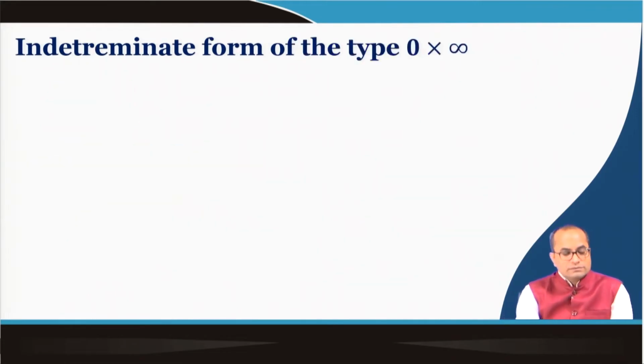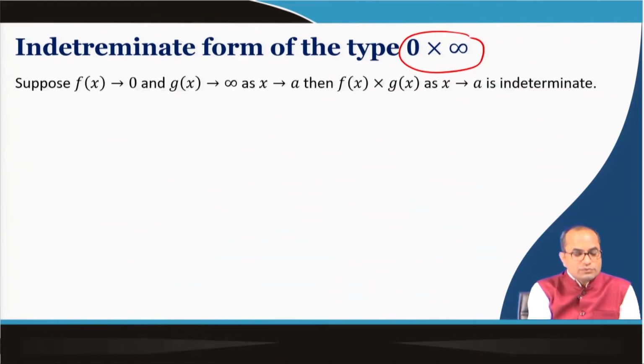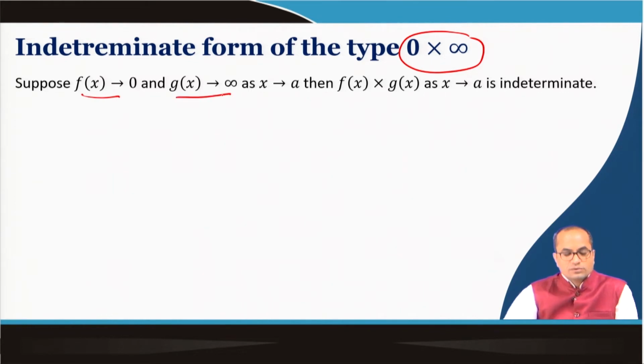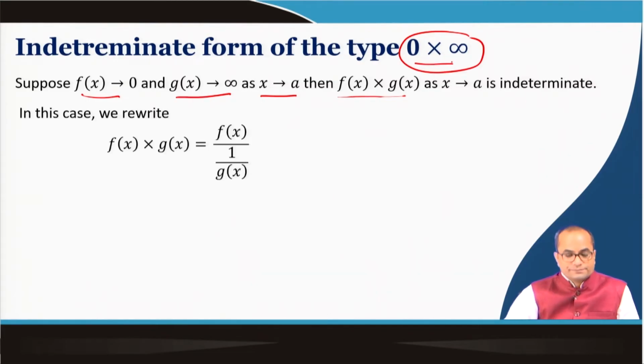Now we will discuss the other types of indeterminate forms. For instance, we have 0 into infinity. Suppose f(x) goes to 0 and g(x) goes to infinity as x goes to a, then the question is what will be the limit of f(x) into g(x) as x goes to a, because this is also an indeterminate form. We don't know what that number 0 into infinity is. But this is very simple to handle and we can get back to our 0 by 0 or infinity by infinity form easily.